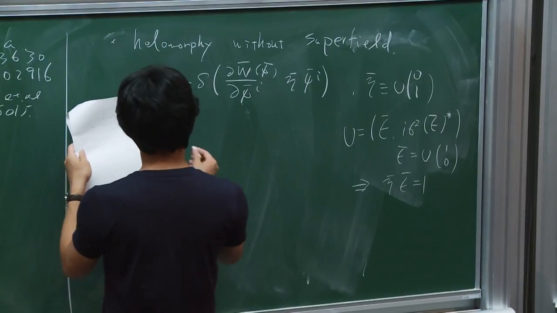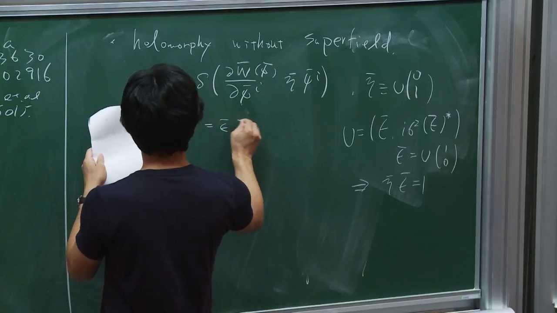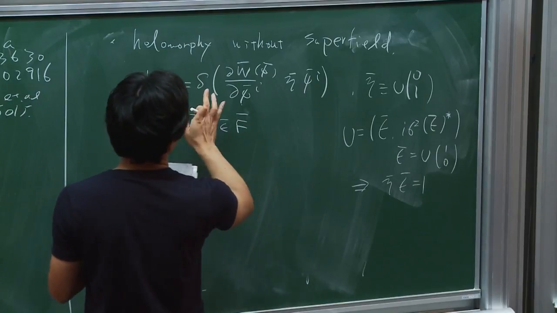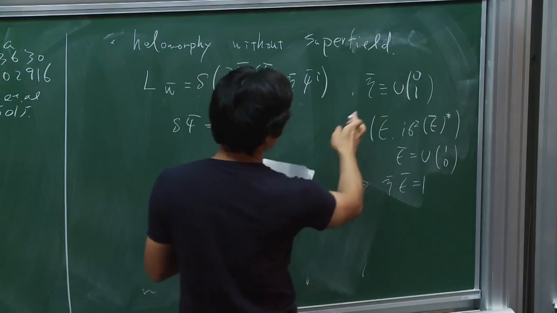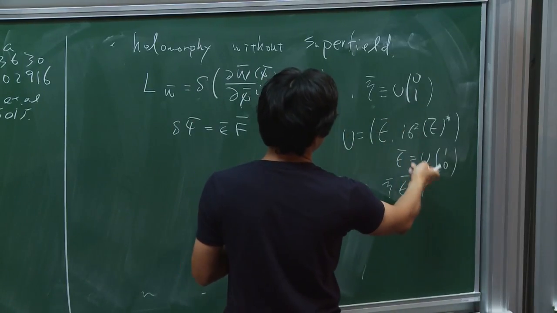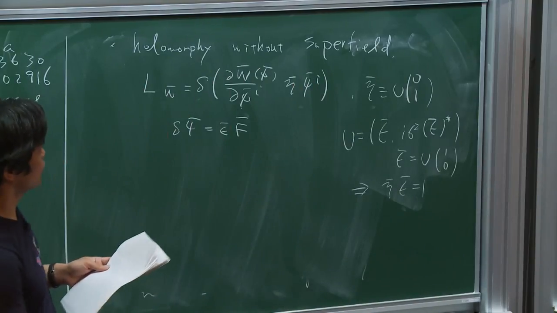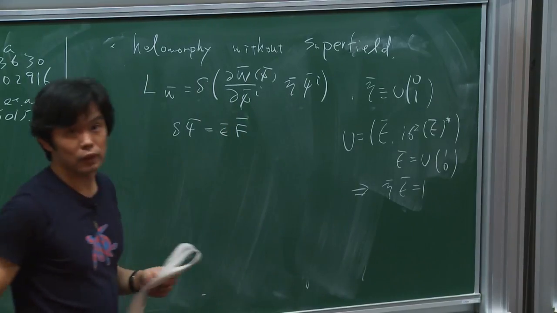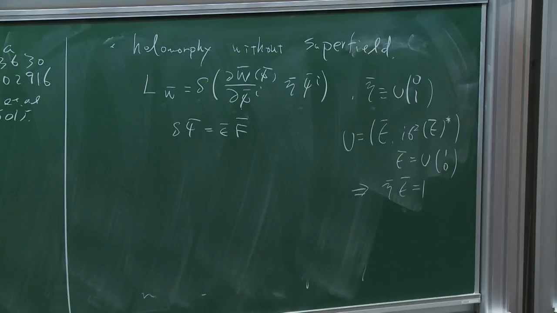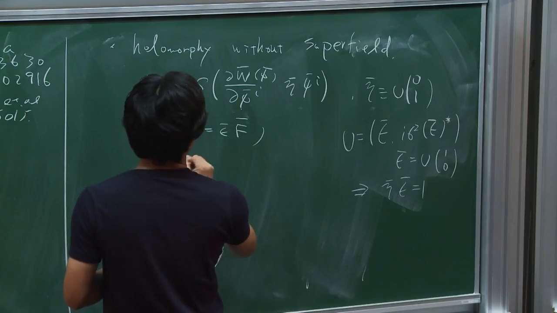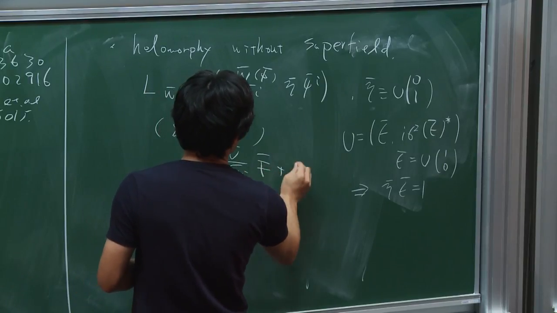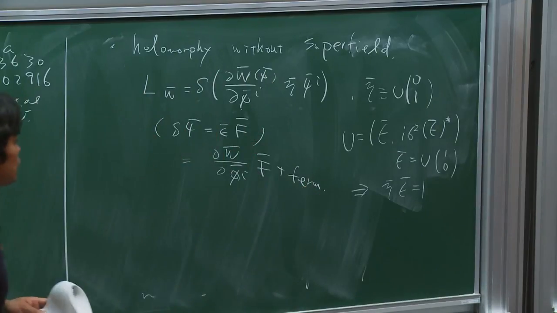Then, because delta psi bar is epsilon bar F bar for this choice, you can see if this acts on this one, and if we choose eta bar as this one, then it satisfies this combination. So it gives just dW bar by d phi bar times F bar. So it is just a superpotential term in components. So this is like delta phi bar, delta W bar, times F bar plus fermions.